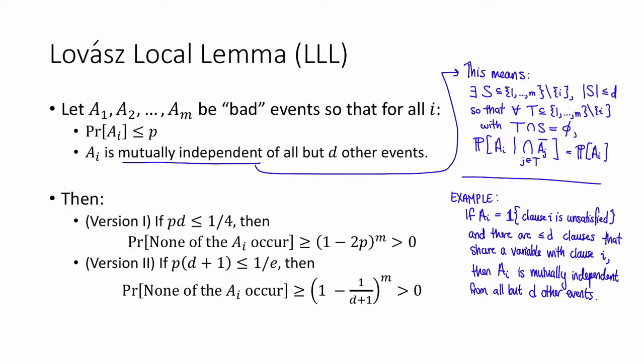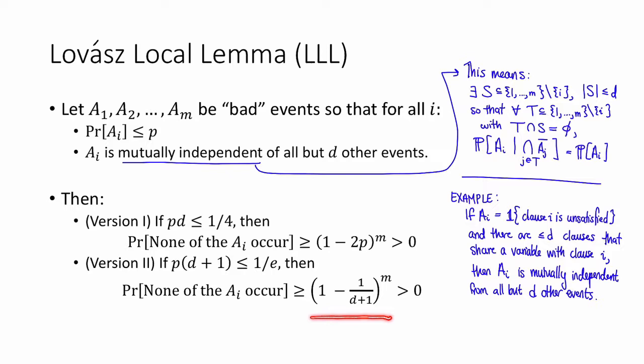It says that if p times (d plus 1) is at most 1 over e, then the probability that none of the A_i occur is greater than or equal to (1 minus 1 over (d plus 1)), all raised to the m, which again, while it might be tiny, is strictly greater than 0.